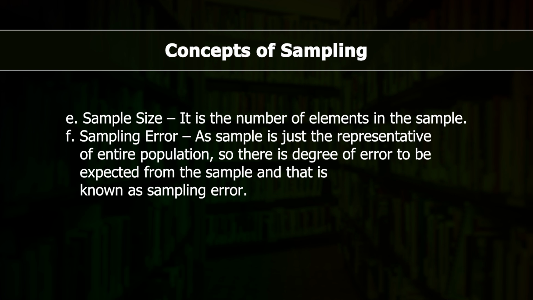Sampling error. As the sample is just the representative of the entire population, there is a degree of error to be expected from the sample, and that is known as sampling error. Now, there are various steps involved in the sampling design. Let's discuss each of them. There are various steps to be undertaken for deciding the sample in any type of research. These steps are discussed as under.